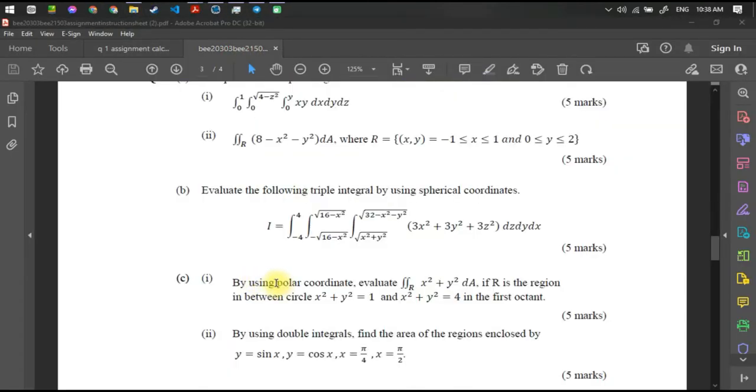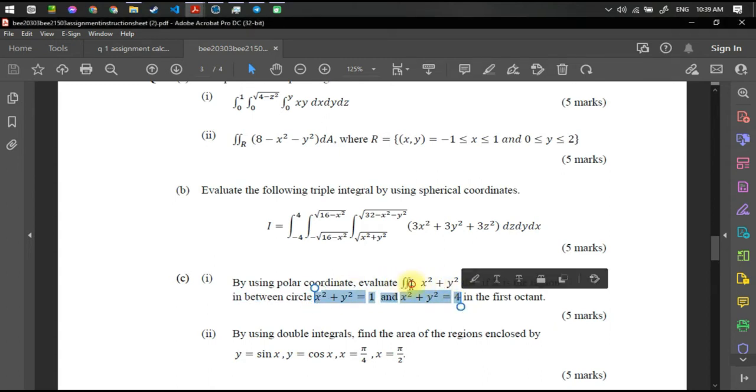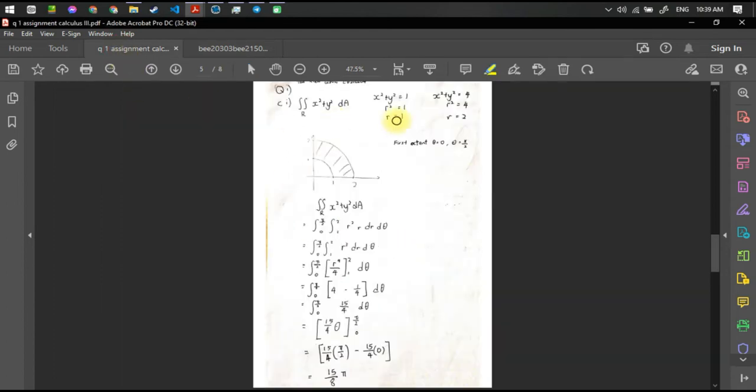Let's look at question 1C1. By using polar coordinates, evaluate the double integral of x squared plus y squared dA, if R is the region in between the circle x squared plus y squared equal to 1 and x squared plus y squared equal to 4 in the first quadrant. The first quadrant means 0 to 90 degrees, and these two equations give the radius. We need to convert this equation to the double integral r dr d theta. We need to find the r and theta limits first, then we convert the equation to dr d theta. Then we will get this equation. Then we integrate dr first, then we get this equation. Then we integrate with d theta. We will get the final answer.